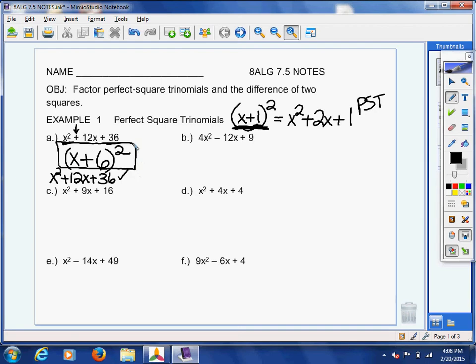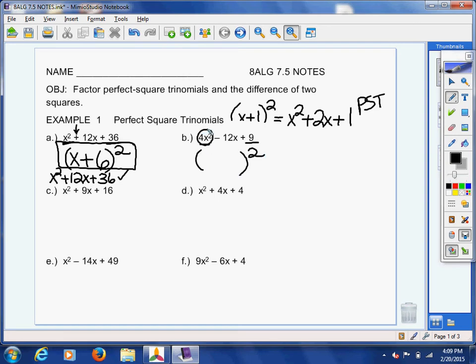Okay? Let's try this one. B also appears to be a perfect square trinomial. Okay? I look at that because the 4x, 4 is perfect, as is the x squared. 9 is perfect, and 9 is positive. That's pretty good evidence it could be a perfect square trinomial. So I'm going to put a set of parentheses. I know it's something squared, a binomial squared.